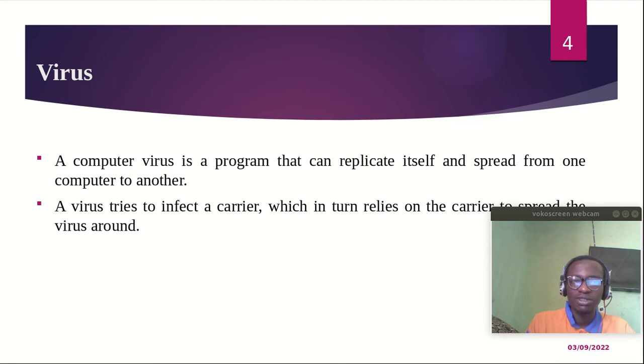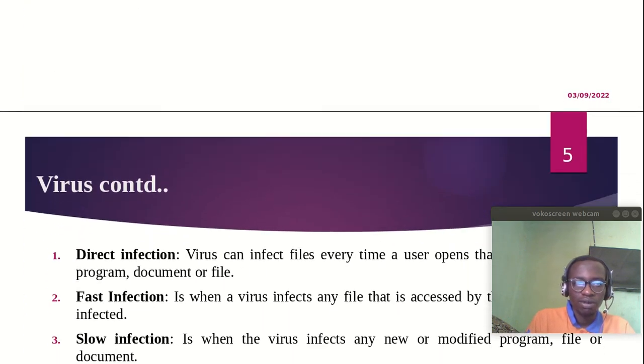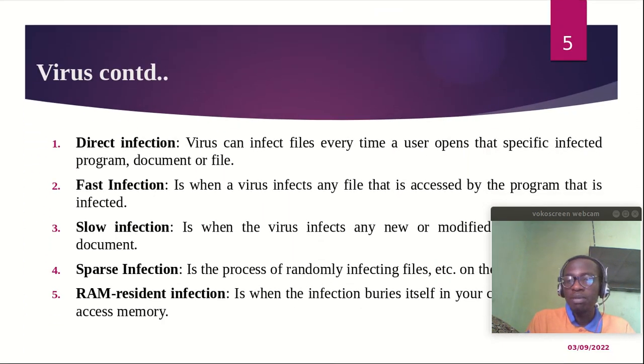As you see, a virus is one of the most dangerous. It is the second most dangerous type of malware that we have, because spyware is worse than a virus, but we are going to talk about it in a later video. The ways a virus spreads are direct infection, fast infection, slow infection, sparse infection, and RAM resident infection.